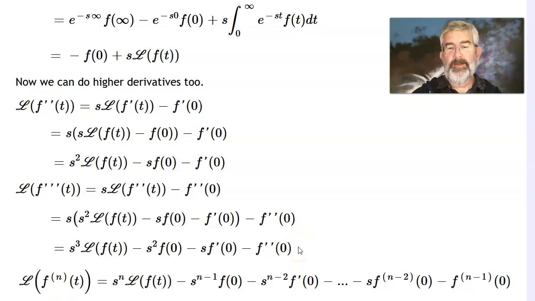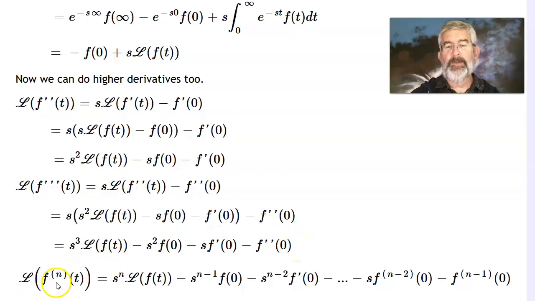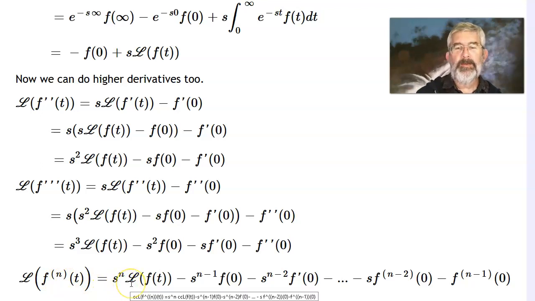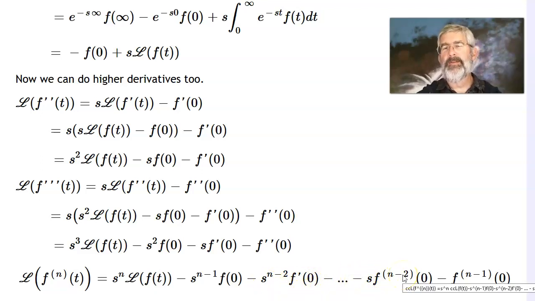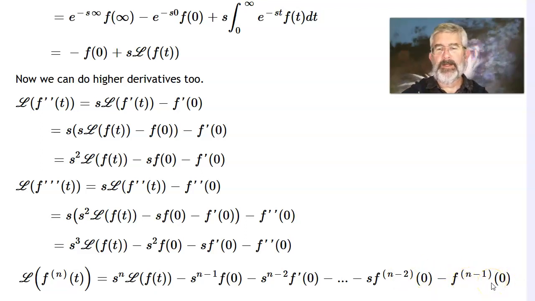And the general formula for the Laplace transform of the nth derivative is going to be s to the n times the Laplace transform of the function itself, minus s to the n minus 1 times f of 0, minus s to the n minus 2 times f prime of 0, and so on. Just keep bumping the power of s down by 1 and increasing the derivatives evaluated at 0 until you get to the n minus first derivative evaluated at 0.